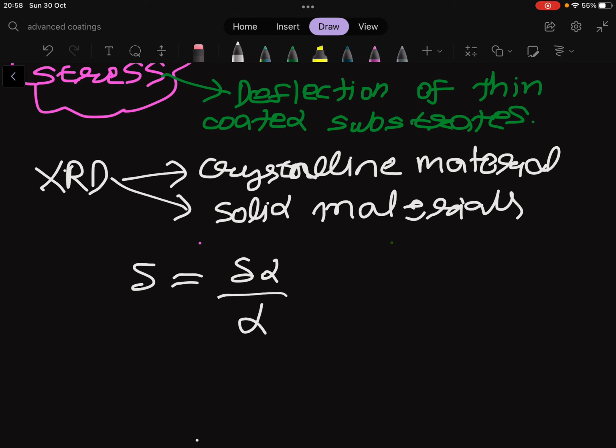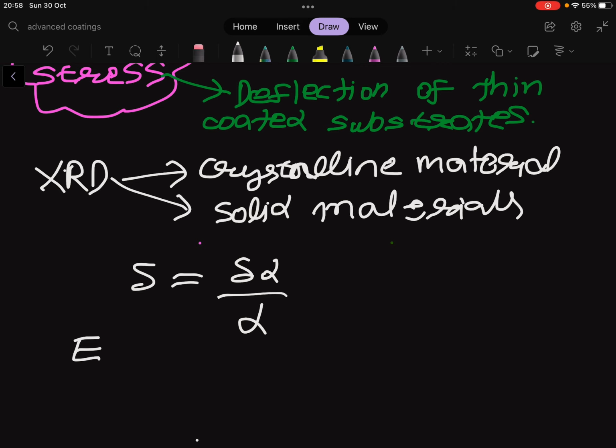In order to evaluate the stress, we need to have knowledge of the elastic constant, for example Young's modulus of that material. Line broadening due to small grain size, dislocations, stacking faults, and microstrains can be an additional source of error during the measurements.